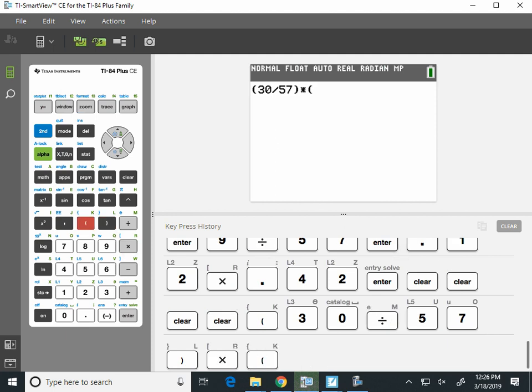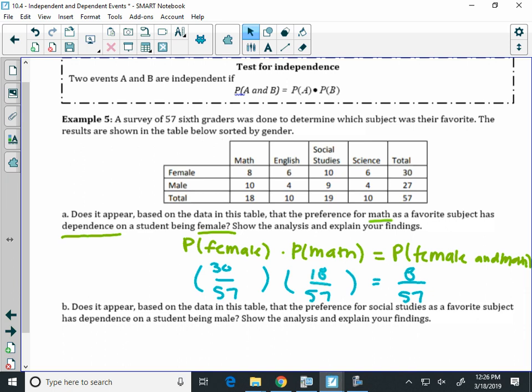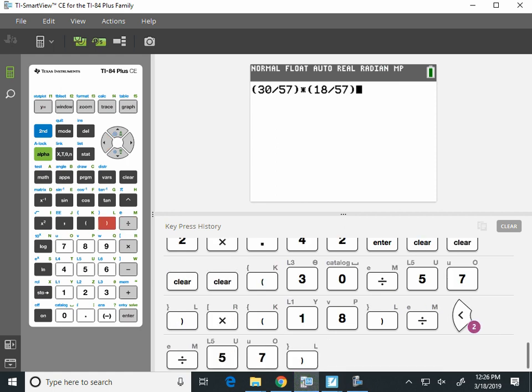times, what was the other one? 18 divided by 57. Nope. Oh, I know. Divided by 57. So I'm going to put it in like that. You can use the alpha white equals button, but I'm concerned you're not going to simplify the other fraction and forget that step and then get the wrong answer. So put everything in decimal form. Okay? That's what we got when we multiplied those two fractions together.